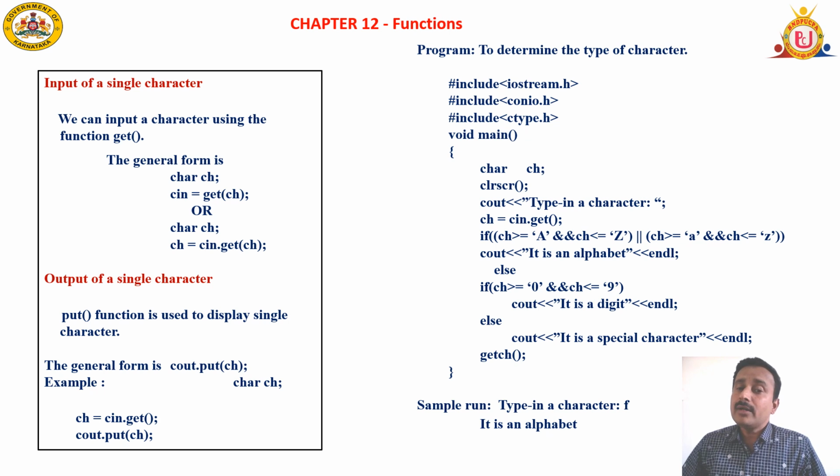If it is not given a letter or a digit, then it will come to the else part, and it is going to print it is a special character. Here the first condition checks whether it is an alphabet, capital letter A to Z, small letter a to z. If it is not in between a to z, then it will check 0 to 9 digit.